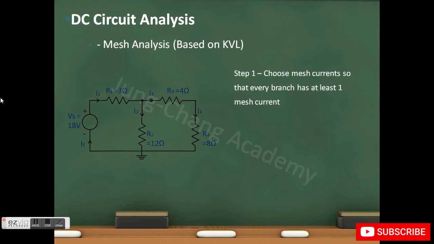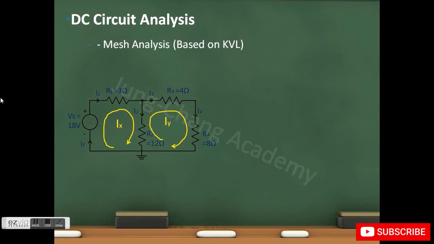To begin with, you need to define mesh currents so that every branch has at least one mesh current. So here we define Ix and Iy. Next, we need to write down all the currents that we already know. But in this case, since we don't have a current source, we don't know any currents yet at this point.